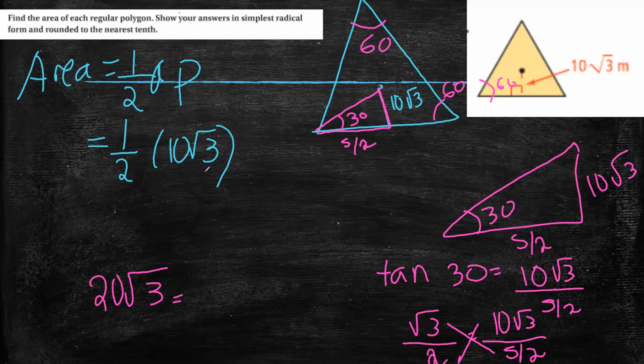Teacher, tan 30 is square root of 3 over 3. Sorry? Tan 30 is square root of 3 over 3. Or also, you can say 1 over square root of 3, yeah. Thank you for reminding me. I wrote the cosine.